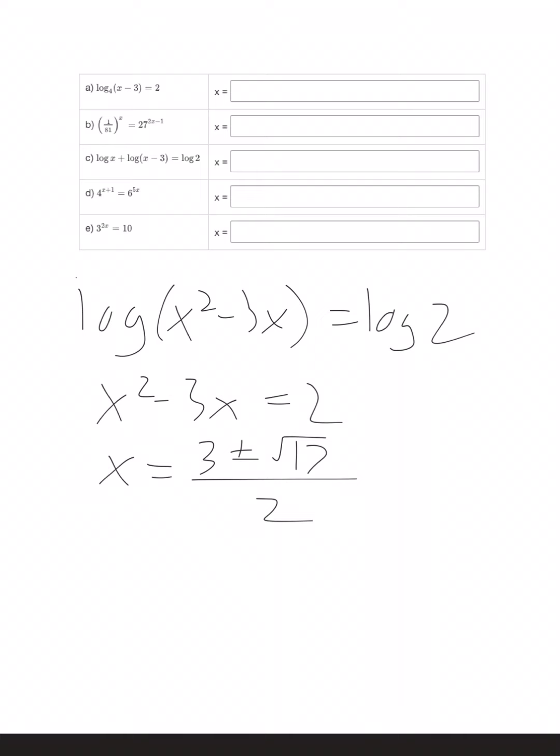And when I do that, the square root of 17 is going to be a little bit more than 4. 3 minus 4 point something is going to be negative. So I know that the negative version is not allowed because a negative is not allowed inside this logarithm. So I'm only going to have to deal with the positive version, which ends up being 3.562. The directions asked you to round it to 3 decimal places, so that's what I'll do here.